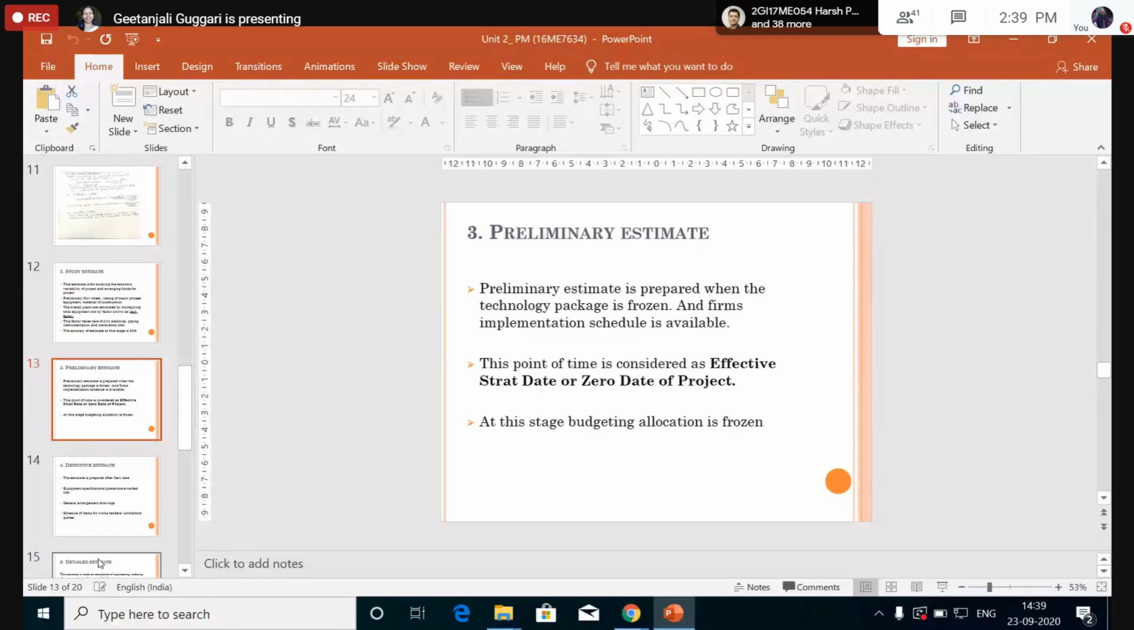So we are ready with the implementation. We have come to the implementation phase. During this phase, you will be doing the cost estimation. That means you are almost ready with your technology.